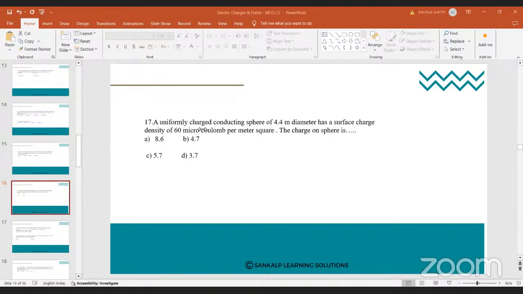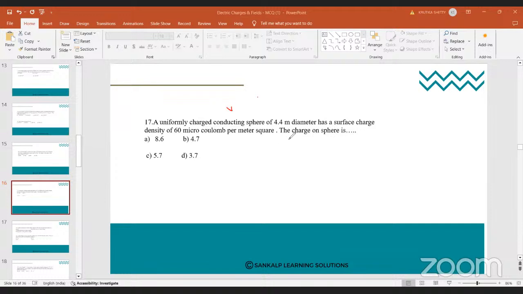Okay, see the question. A uniformly charged conducting sphere of 4.4 meter diameter has a surface charge density of 60 microcoulomb per meter square. The charge on the sphere is? So what is the charge on the sphere? They are asking again. So here you have a conducting charged sphere of 4.4 diameter with a surface charge density of 60 microcoulomb per meter square. The sigma value is given.